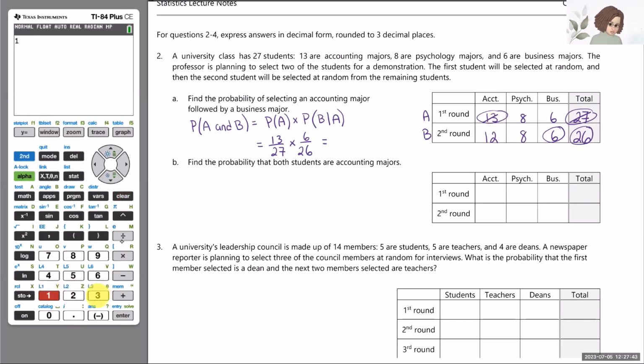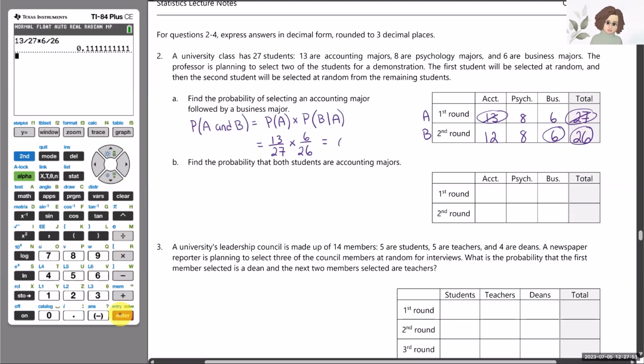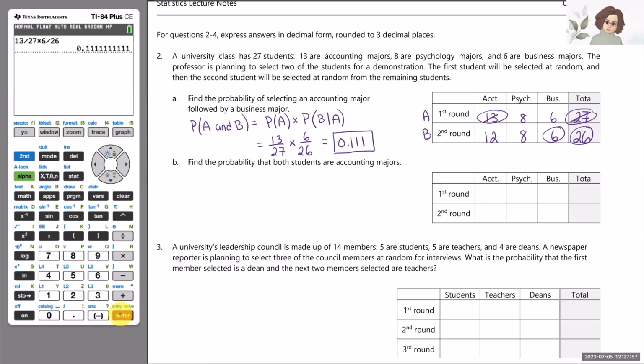And I'm just going to enter it on the calculator like I speak it. 13 out of 27 times 6 out of 26. And the directions say to round to 3 places. So that would be 0.111. Just leave that in decimal. All right, one more here.